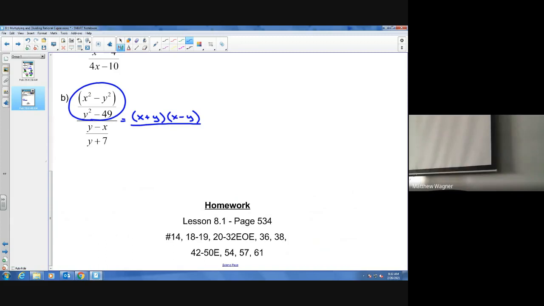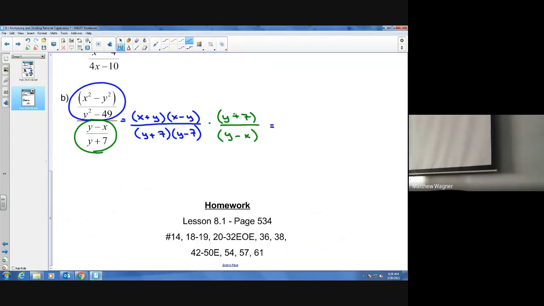The bottom is a difference of 2 squares. We factored into y plus 7 and y minus 7. The old KFC method, remember, we're dividing by a fraction, so we're going to multiply by the reciprocal. And then we just need to simplify.